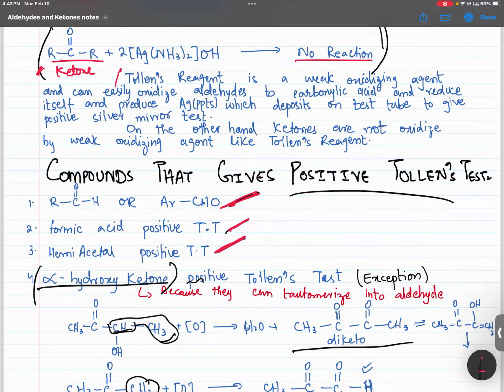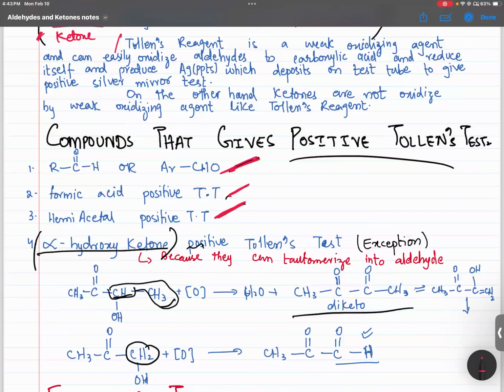Alpha hydroxy ketones. Ketones give the negative test, but those ketones which have the alpha hydroxy will give the positive test. Alpha hydroxy ketone means what? The main functional group is this carbonyl. Carbonyl is attached with this carbon. This is known as the alpha carbon. If the OH is attached with this alpha carbon, then you can say that this thing will happen. Got it? So it will become the diketo.